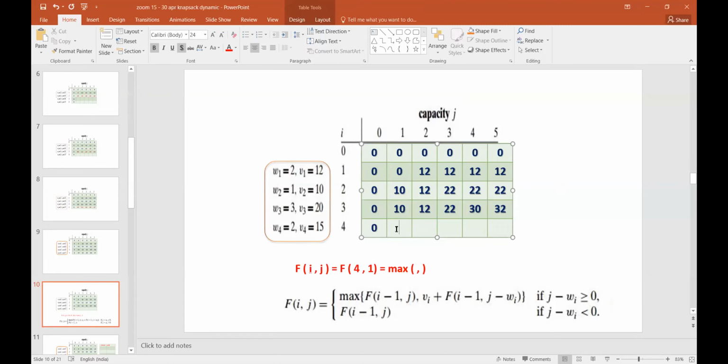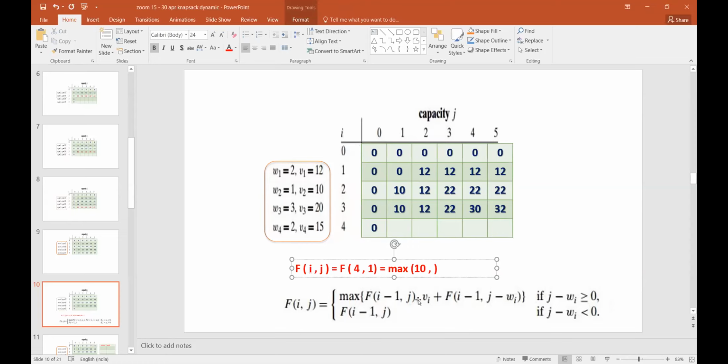So what to fill here? What is the number I must put here? I have to calculate. So this is the formula: max of f of i minus 1 comma j. I must consider the max value. What is i? i is 4, i minus 1 is 3, so 3 comma 1. What is 3 comma 1? This is 10. So I will put 10 here.